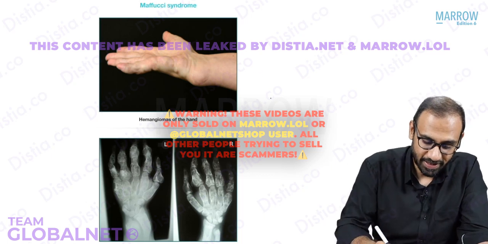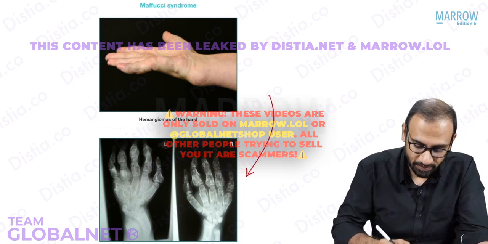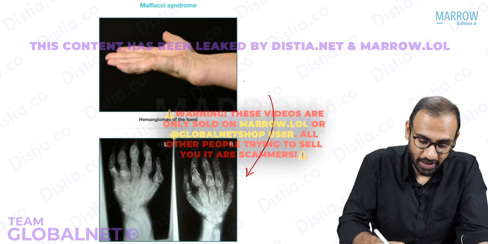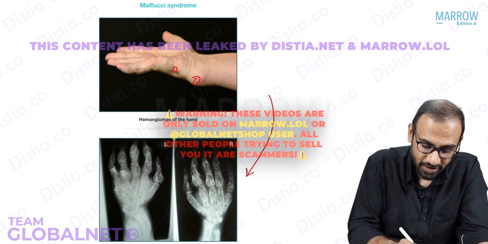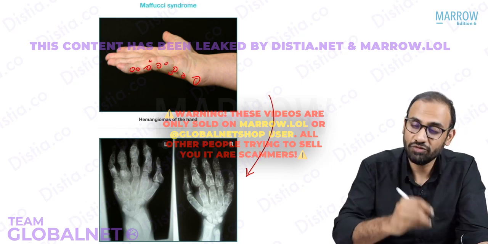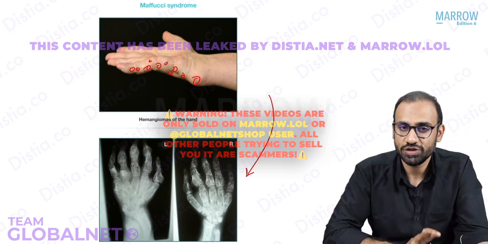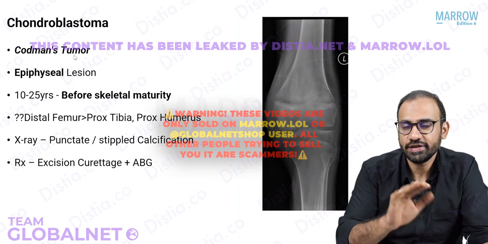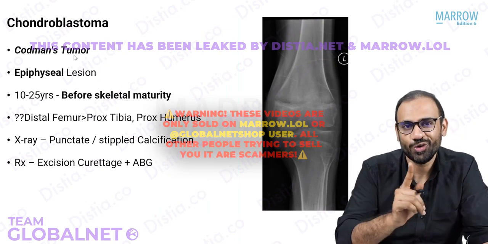This is an X-ray of a patient who has multiple enchondromatosis, and this is a patient who has hemangiomas. So this is Maffucci or Ollier's? This is Maffucci syndrome. Now moving on to the next cartilaginous tumor, that is chondroblastoma.